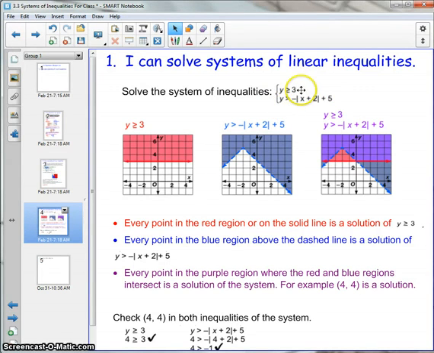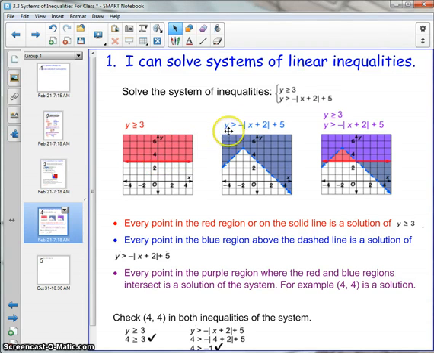So the first one, y is greater than or equal to 3, is graphed here. We think of y equals 3 and graph that line. Since it includes a boundary line because it also equals, we know that we have a solid line here. And we want to shade above because we want values for y that are greater than 3.